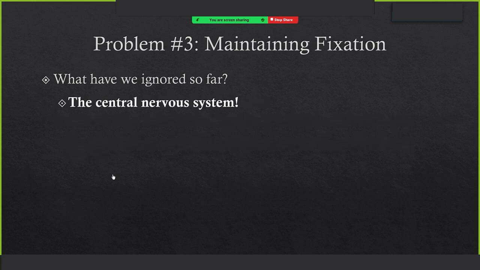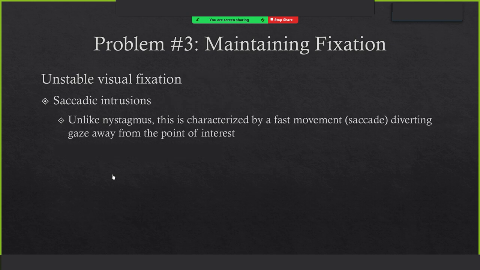So, what have we ignored so far? We have ignored the central nervous system. And we've been very conceptual so far, but once we dive into the central nervous system, we tend to quickly lose our explanatory power over things. So if you're tired of thinking abstractly, then this is the part for you. We'll be doing more describing now. Okay, so let's dive into the black box of neurology.